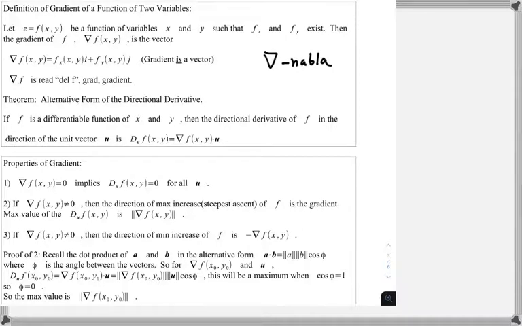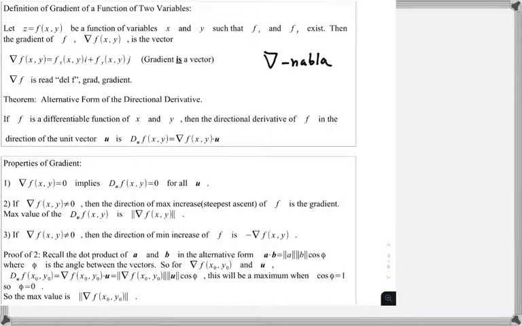And then the second item: if the gradient of f(x, y) is not equal to 0, then the direction of max increase, the steepest ascent of f, is the gradient. So it's going to tell us the direction of greatest ascent. The maximum value of the directional derivative is going to be the magnitude of the gradient of f(x, y).